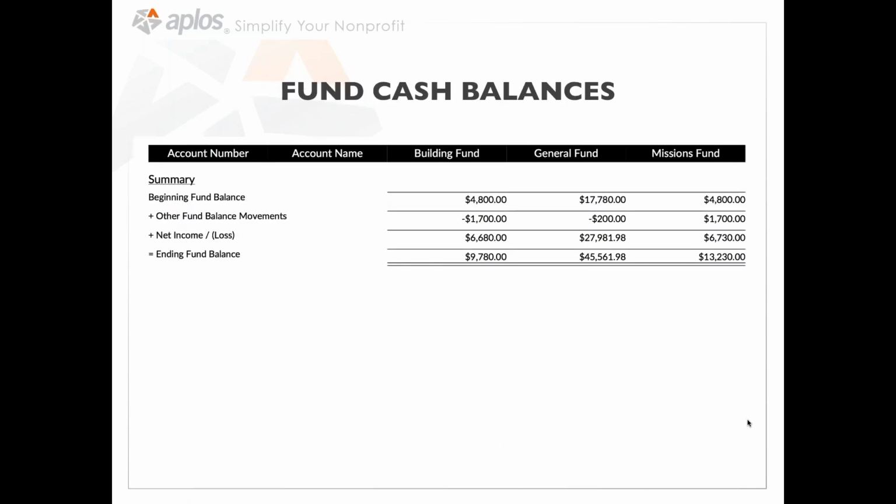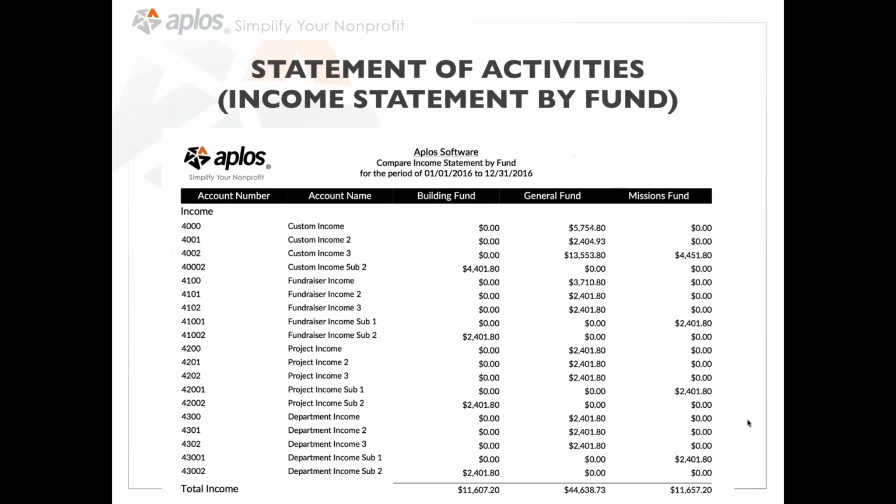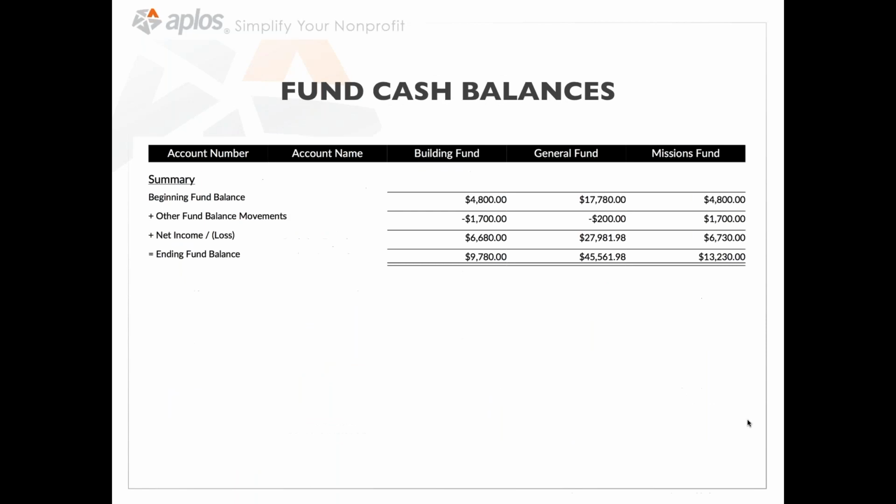Another thing that we have here at the end of our income statement is a summary showing what was the beginning fund balance at the beginning of this period, which was the beginning of 2016. So it's an old report. But at the beginning of the year, we started each fund with a balance. So building had $4,800. General had about 18, missions fund had 4,800.